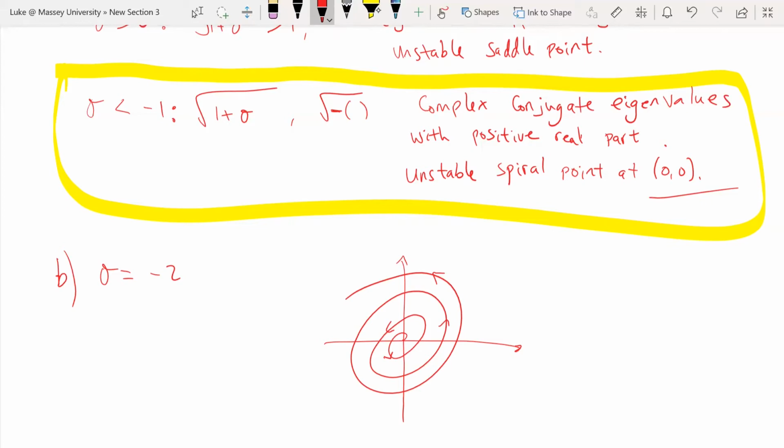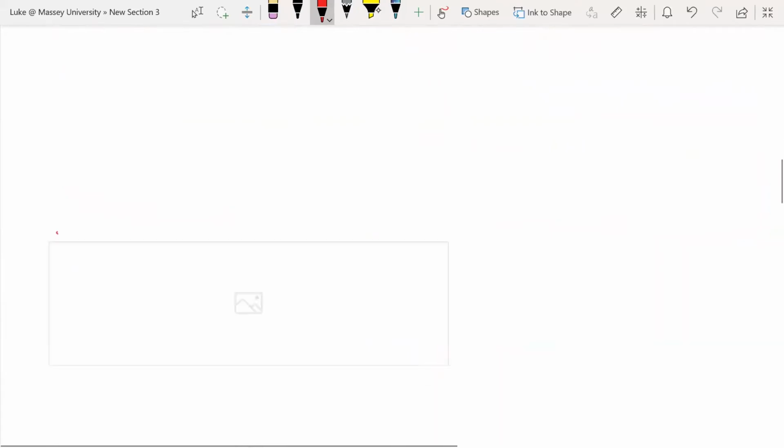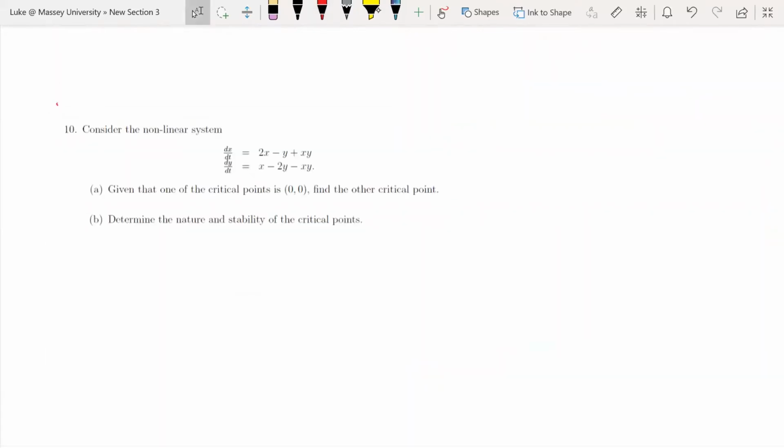Okay, so again, you need to be able to classify critical points of systems of linear equations. So again, make sure you refer to your table of useful information and have that printed out in front of you when you're solving these problems.